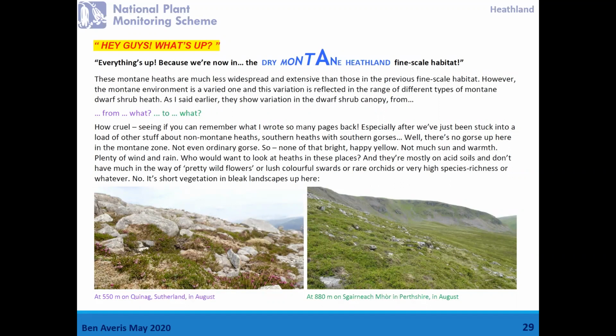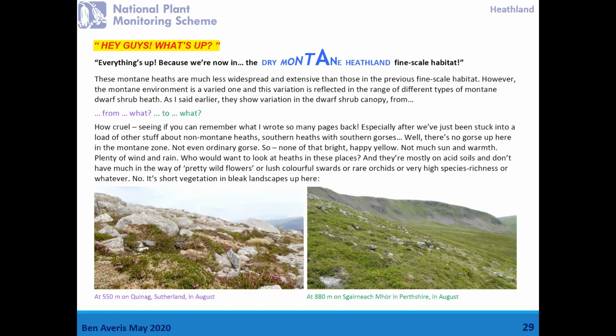Grazing, there's a lot of grazing in some of these places, associated trampling that goes with it, and sometimes a bit of eutrophication. On the whole, there's still usually some excitement to be found among these montane heaths. And there's some pictures there. There's one with bits of heather and even bell heather in it. Bell heather can get up into some of the montane zone. And that one's in Sutherland.